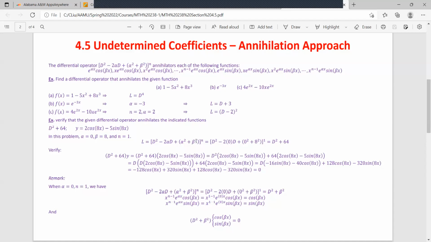So now we just apply this operator to the function. Let's just check it specifically on this function.